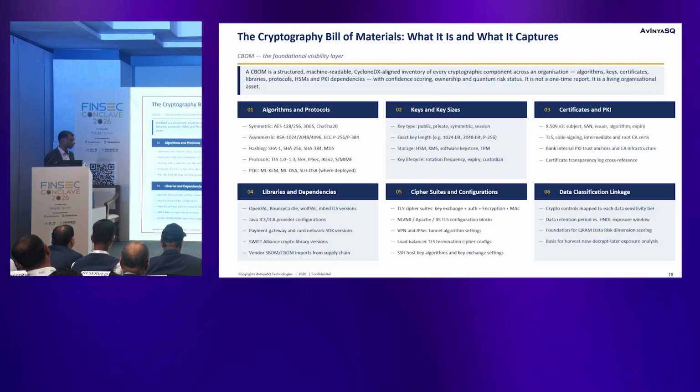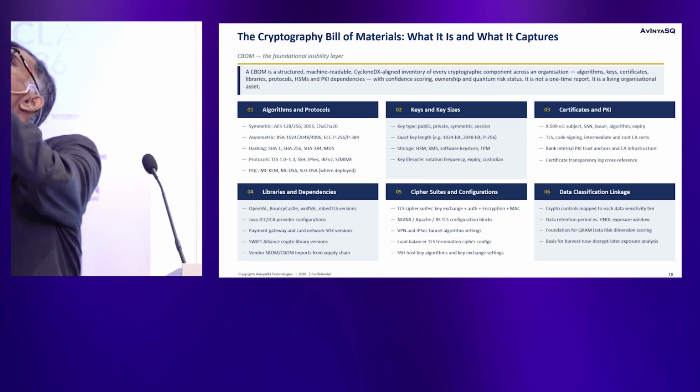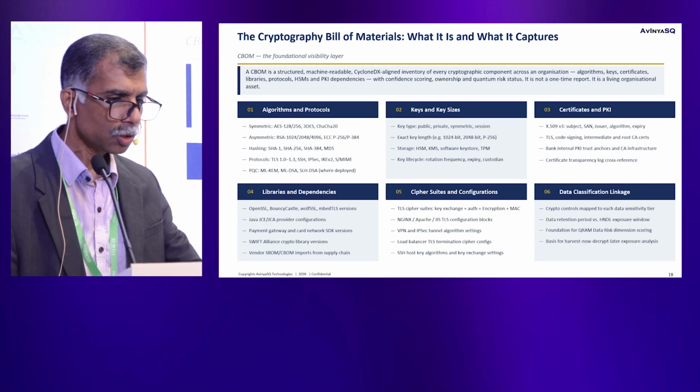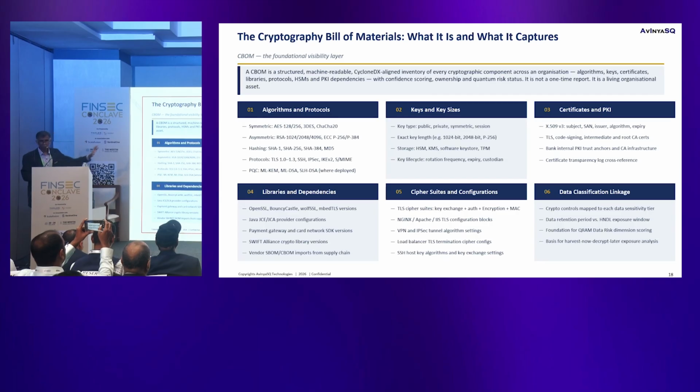So in a cryptography bill of material, what you will have is a lot of details about algorithms and protocols, the keys, key sizes, what kind of certificates are there, the PKI system understanding, what libraries are involved in the protocols, what cipher suites are used, and what kind of configurations exist. Also you may want to add the data aspects of it. So these are the kind of information you expect in the cryptography bill of material, or the inventory.